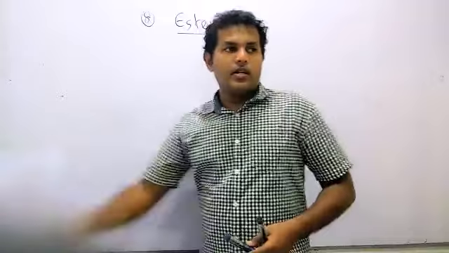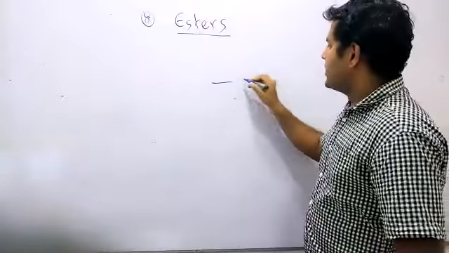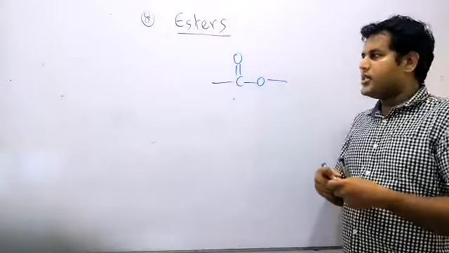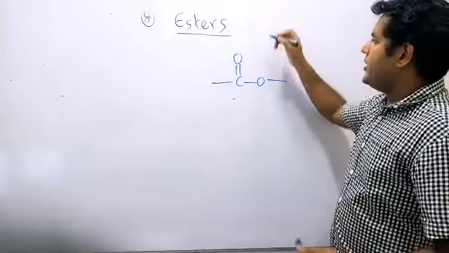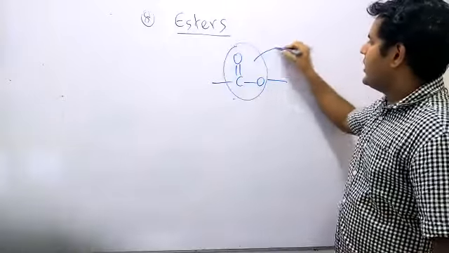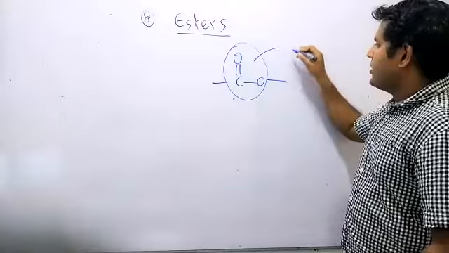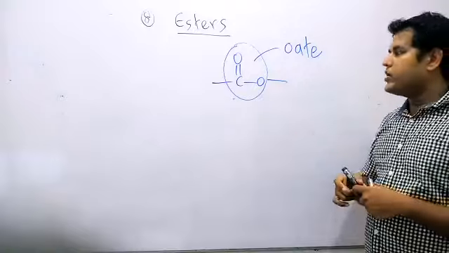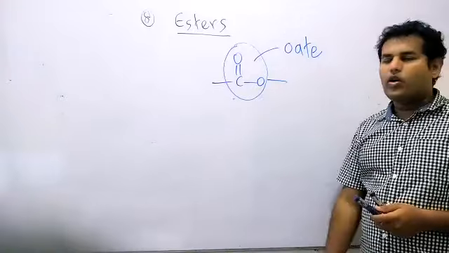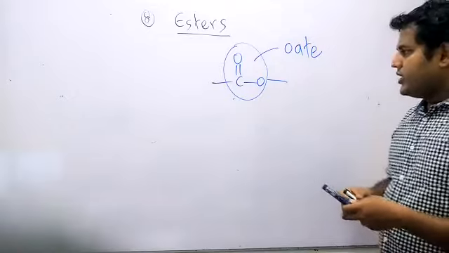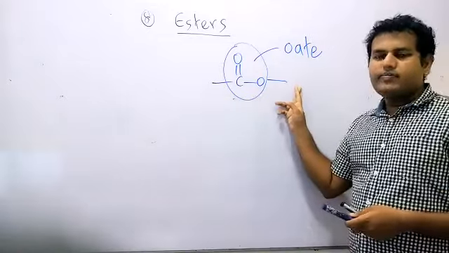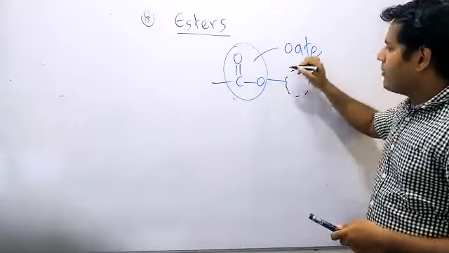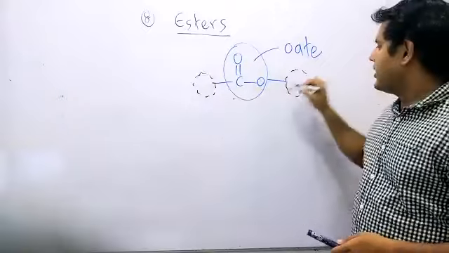Esters. Now in the esters case, there is COO. So this is esters, COO. When we are writing the name for COO, we get an important term: OATE. When naming esters, we use the term OATE. You can see we have given 2 lines on either side. Why do we need 2 lines? Because for esters we are applying 2 R groups, R1 and R2.